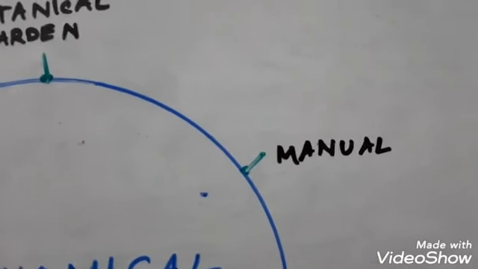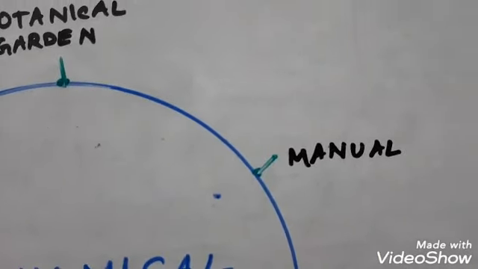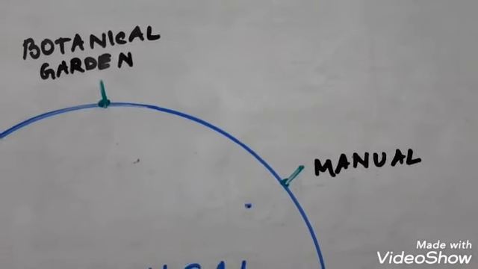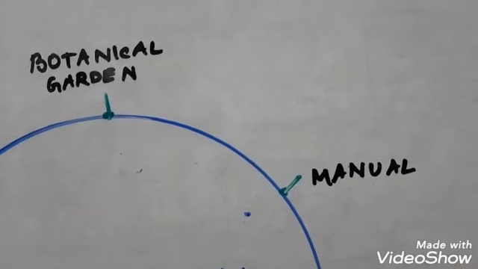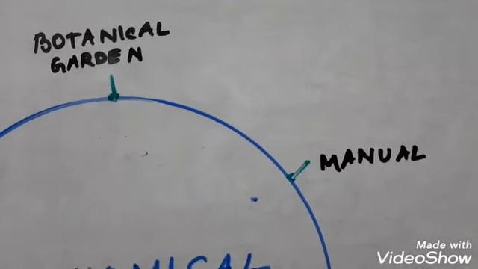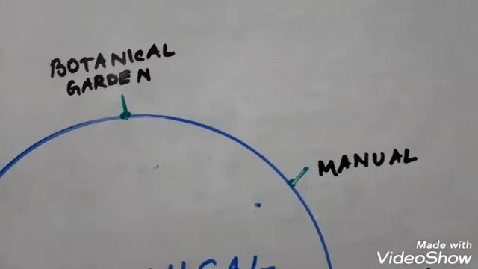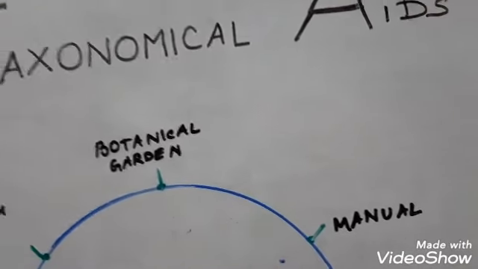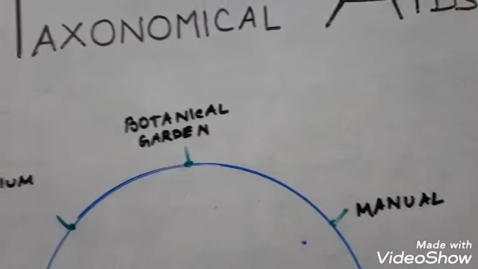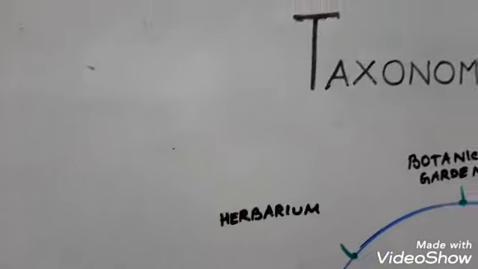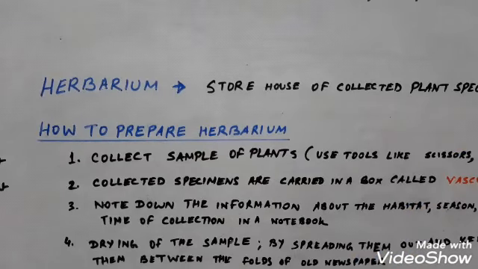Now manuals are the other means of recording descriptions. They also help in correct identification. Manuals are useful in providing information for identification of the names of species found in that particular area. So here I am going to explain about herbarium in detail. Let's have a look at herbarium.